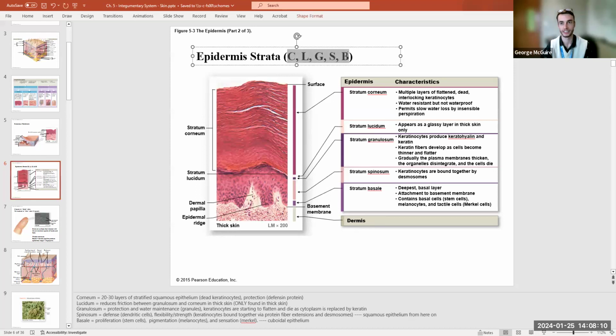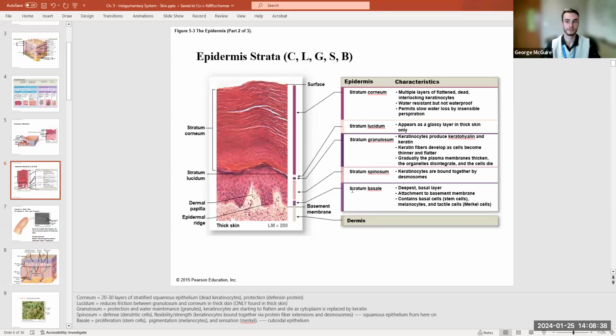And so when trying to keep these in order, if you could come up with a mnemonic for this acronym CLGSB, I think in the Crash Course Anatomy and Physiology video, he uses "come, let's get sunburned." So if that sticks for you, awesome. But again, CLGSB. And so a few of the important parts of each of these layers I've tried to highlight down here in the notes.